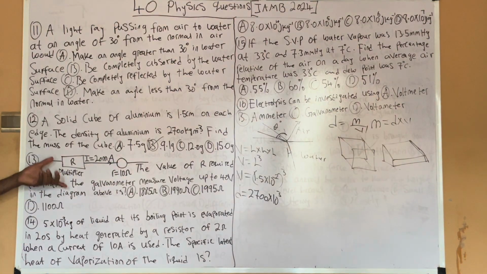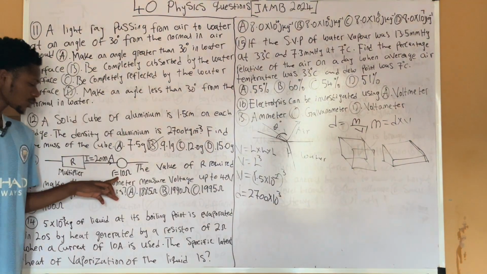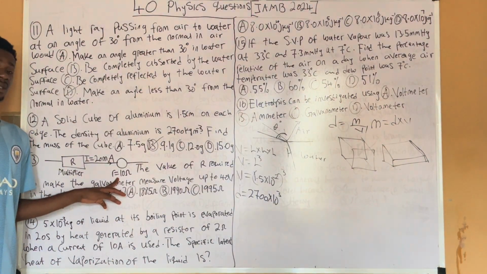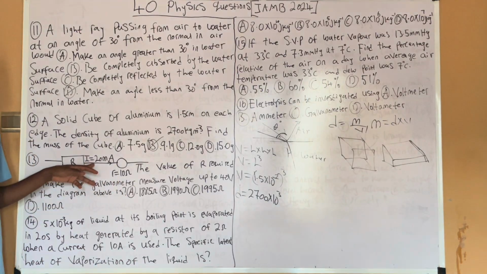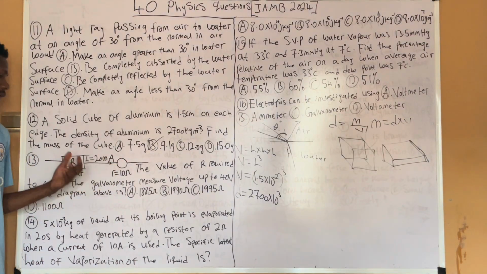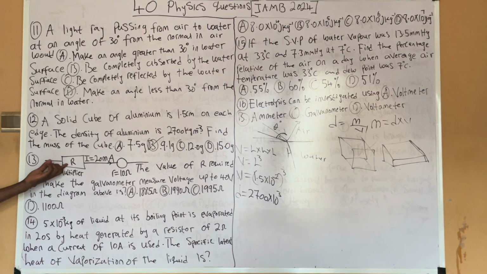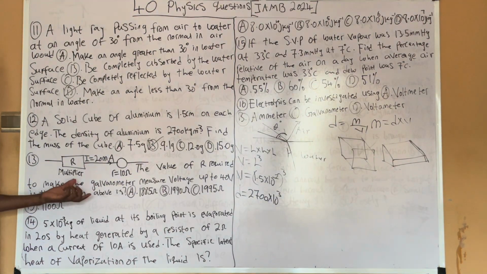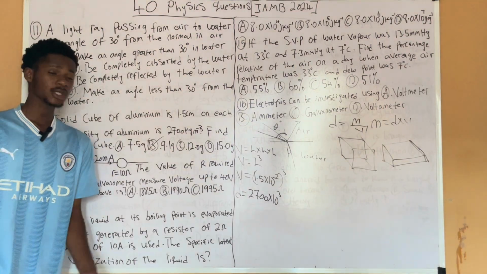You notice that in this device, we have a multiplier, which is a resistor. We have small r, which tells us it has an internal resistance. And then there is a current of 20 milliamperes flowing through it. We're asked to find the value of R that will make this setup measure a voltage of up to 40 volts.